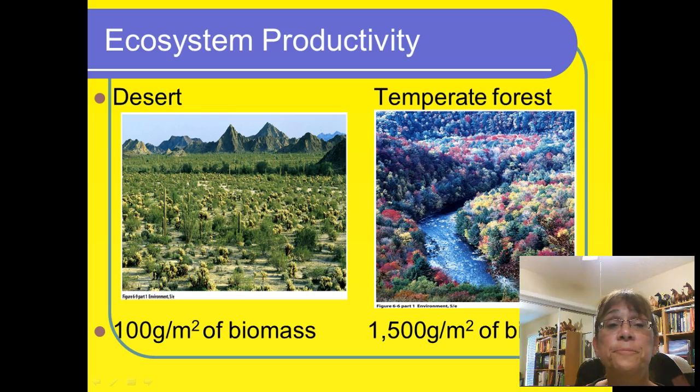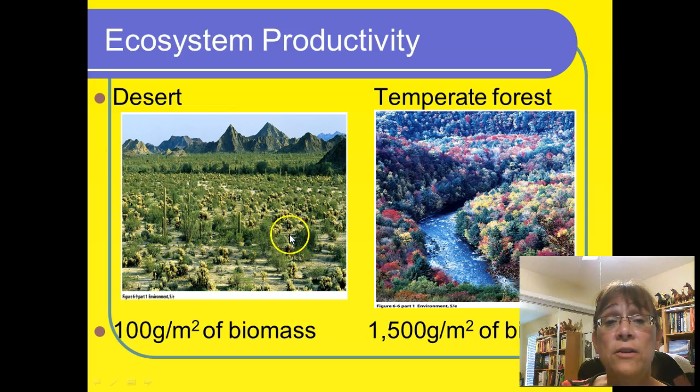Ecosystem productivity. We're looking at two different ecosystems, a desert and a temperate forest, and these are all trees, and this is the fall. That's why they're different colors. You've got a nice river running through here, somewhere in Tennessee maybe. And what we see here with ecosystem productivity is that there's a norm for each ecosystem. And the amount of productivity, or the biomass that producers create per meter squared, is different.